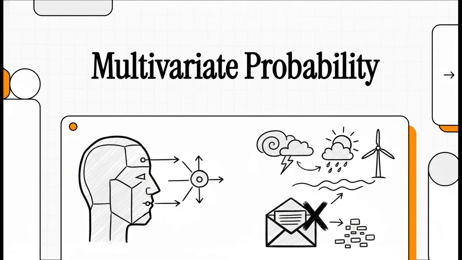Have you ever wondered how your phone recognizes a face, or how your email app just knows what's spam? The secret isn't looking at one clue at a time. It's about understanding how a whole bunch of clues work together. That's the real power of multivariate probability, and it's all about seeing the whole picture. So yeah, let's dive right in.